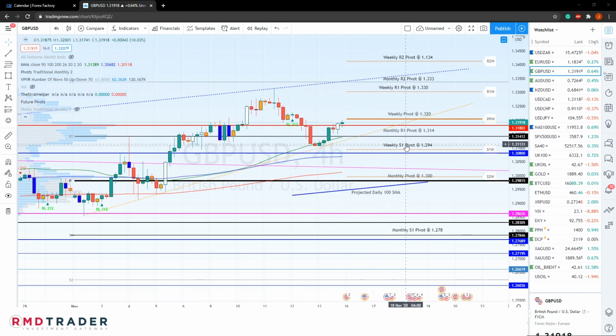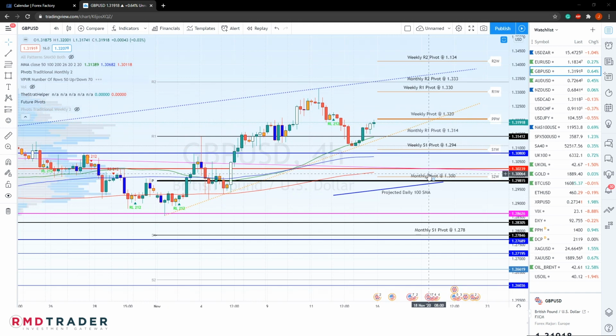And of course, should price break below that, the next area of support, which is a stronger area of support, would be this area where price would meet up with the projected daily 100 SMA and also the monthly pivot at 1.3. The projected daily 100 SMA is the one we have here in blue. So you can see that is where it will then perhaps meet up with the monthly pivot, and that would act as a strong area of support.